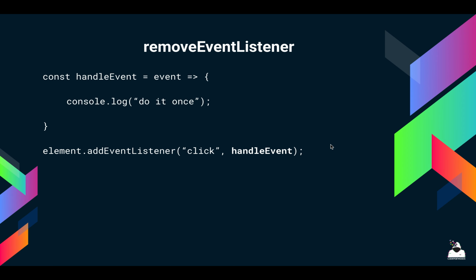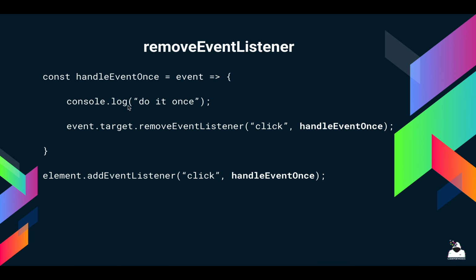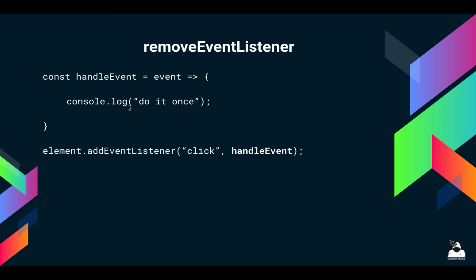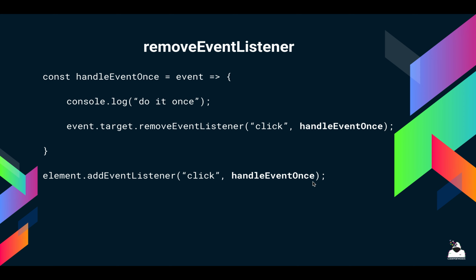So we need to do a little bit of a refactor to have element.addEventListener click, and we pass it the name of this variable which is referring to this function. So in here it says do it once. It's a bit unnecessary, but in this case handleEvent is going to happen every single time. Now we change it to handleEventOnce, and it is going to log out, do it once, and then remove itself, remove the function with the name handleEventOnce.